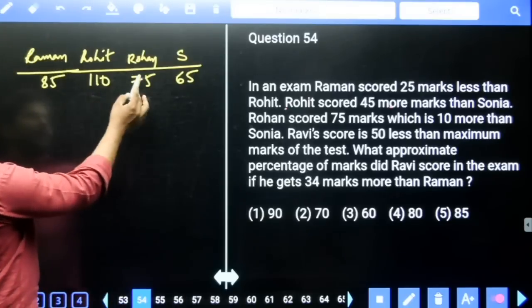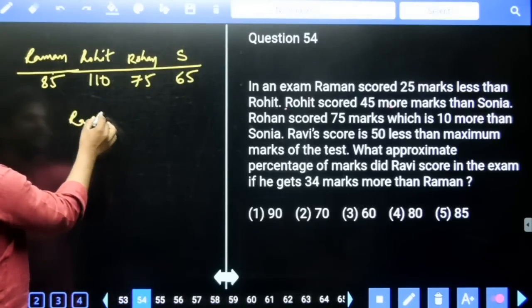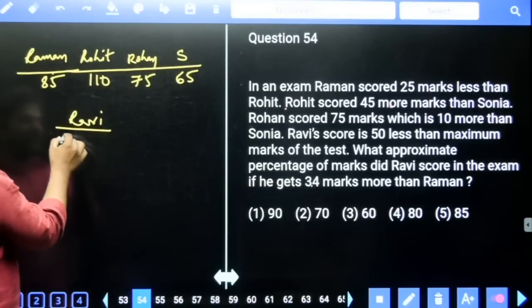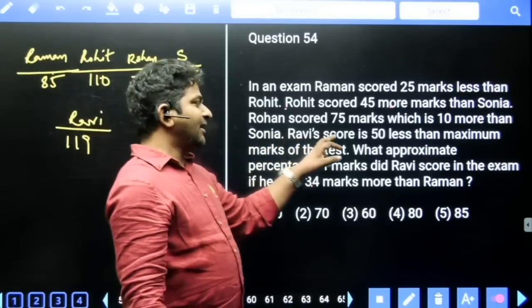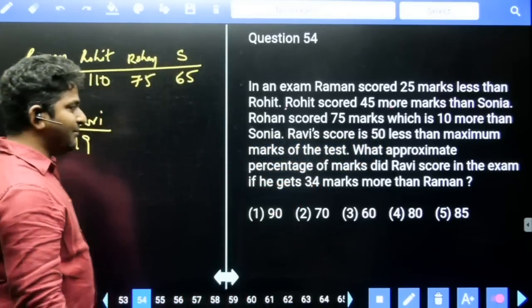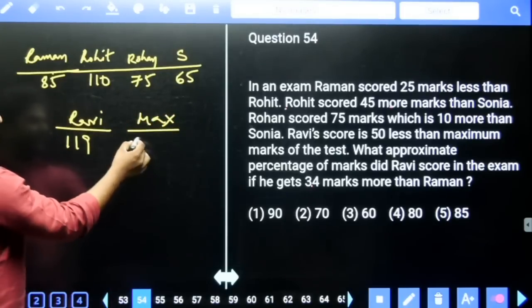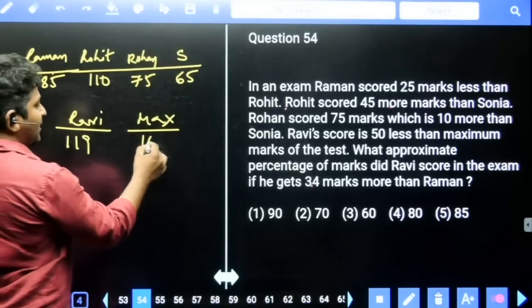Okay, you know already Raman scored how many marks? That is equal to 85. Then Ravi is going to score 34 more than this number. 34 more than this number is equal to 119. And at the same time, they said Ravi scored 50 less than maximum marks. Then maximum marks are going to be this number plus 50. 119 plus 50 is equal to 169.